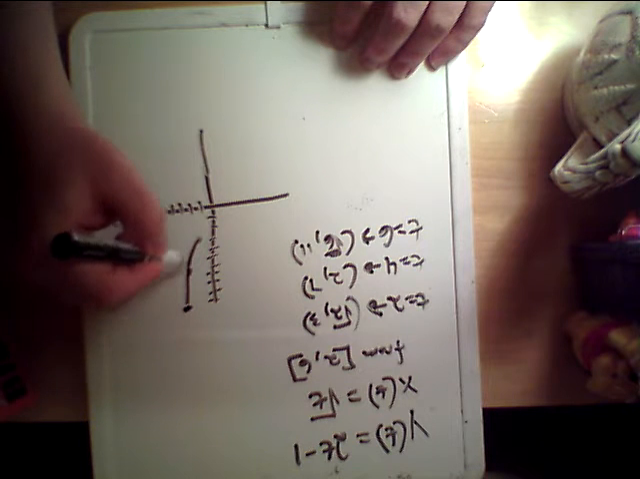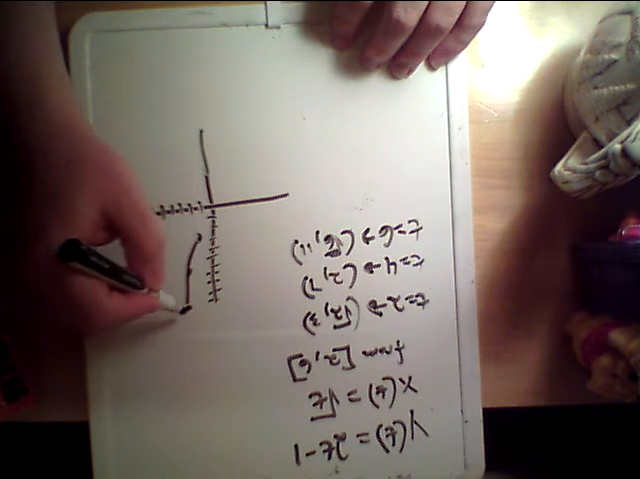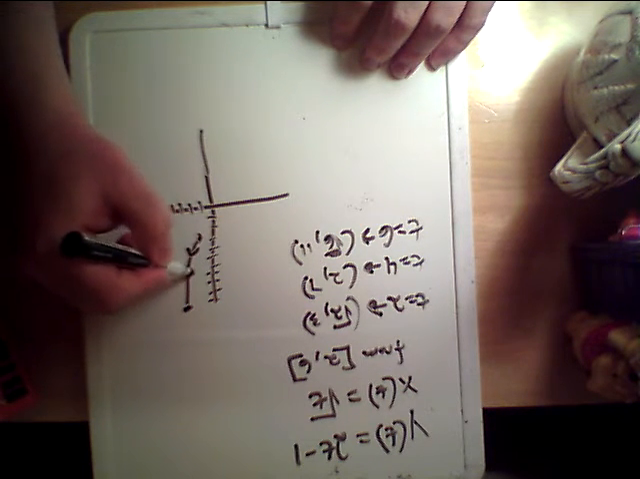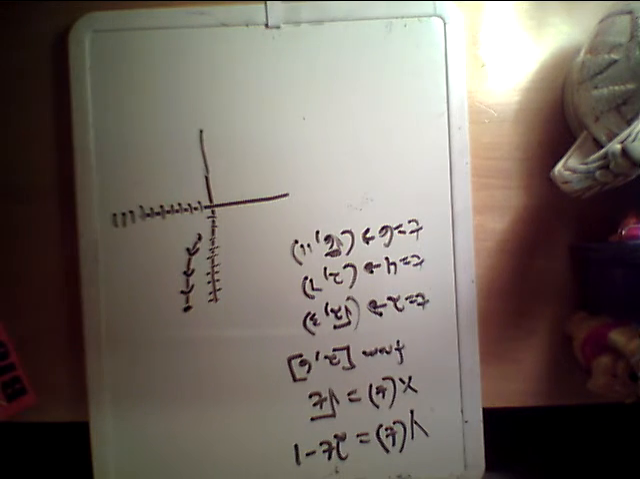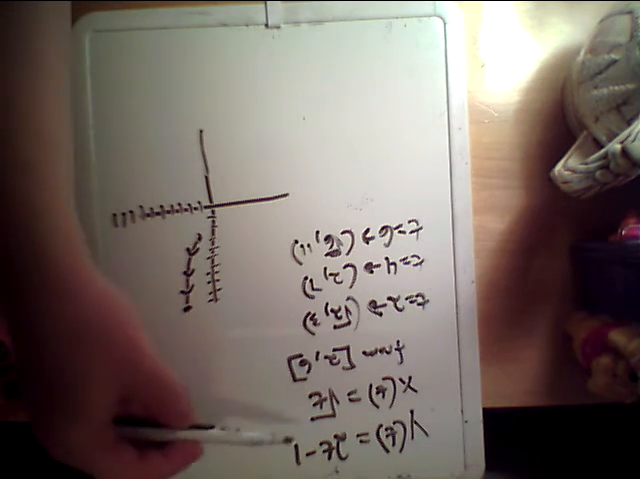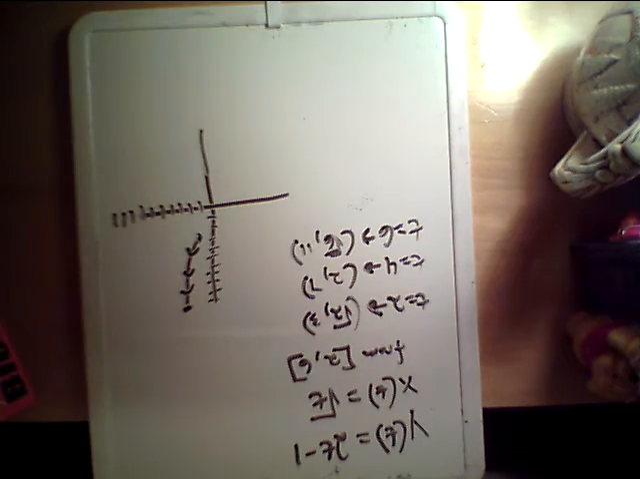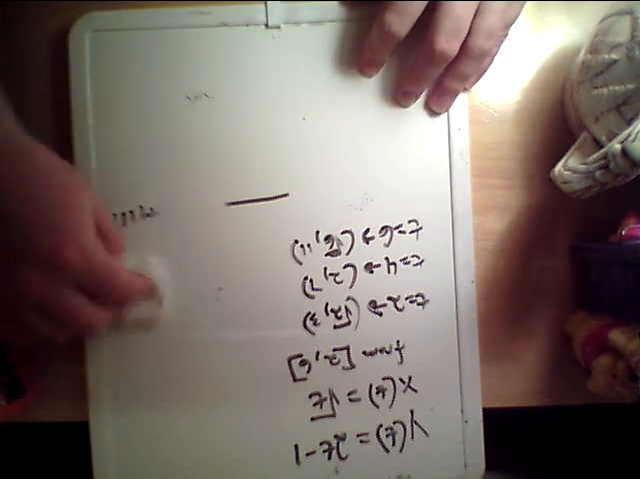And since we caught these points, there's going to be a solid dot here. So it's going to look kind of like this. And we know that we're going in this direction. So that's going to be our graph from 2 to 6. All right, last one.